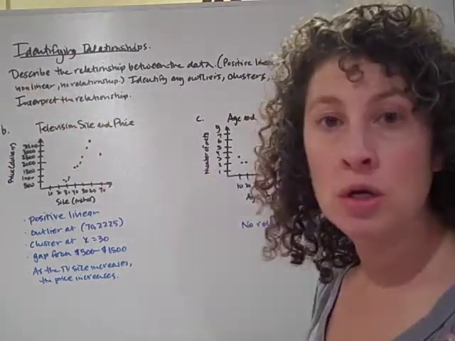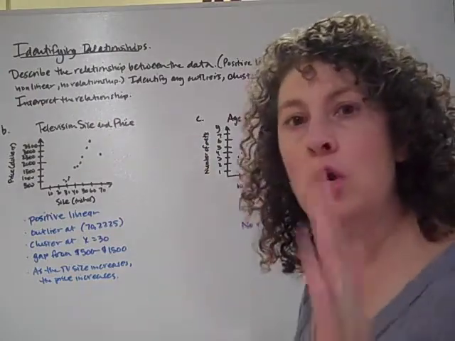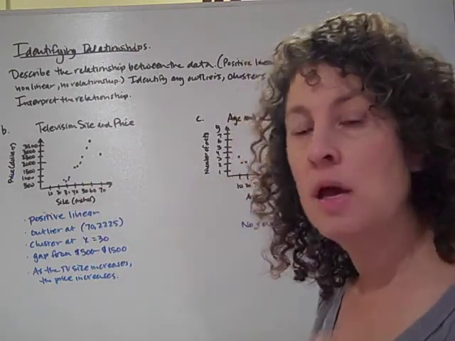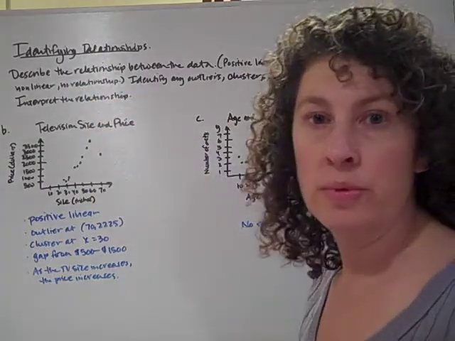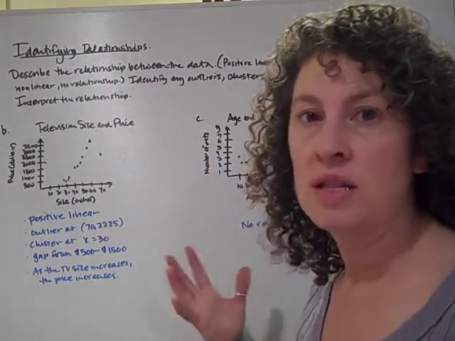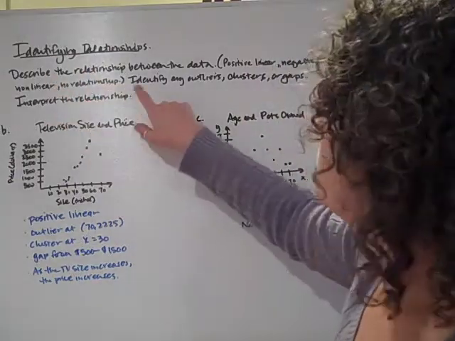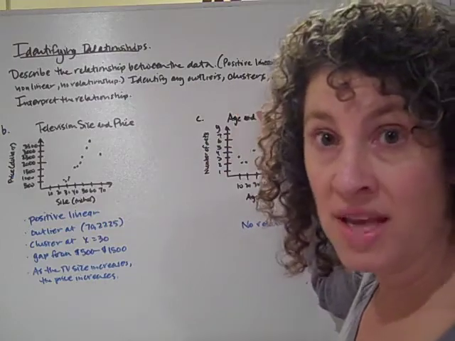Nonlinear, it could have a pattern to it, but it's not necessarily a straight line. So it could have a curve to it. We can see where things are heading, but it's not necessarily perfectly linear. Or there's no relationship at all. These two things do not seem to have anything to do with each other. So the first thing we're going to do is describe the relationship. Next, we're going to identify any outliers, clusters, or gaps.